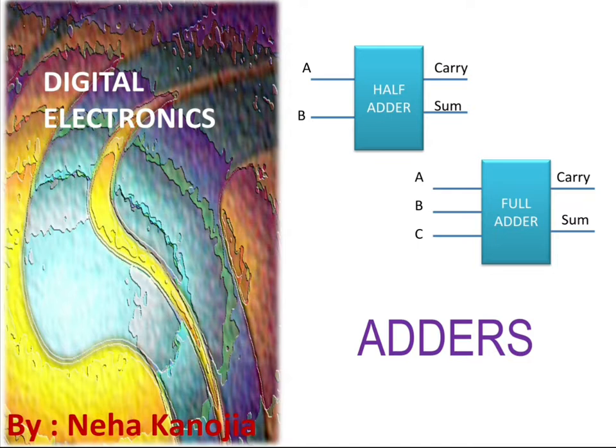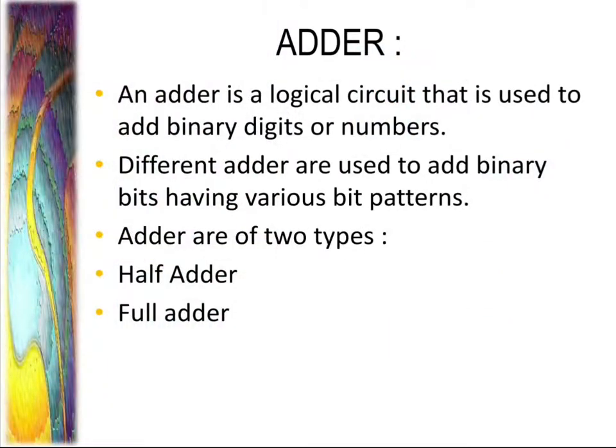Now I want to tell you how it is happening so that you can understand the half adder, the full adder, and the procedure. In this video I'm going to consider the block diagrams, the logic circuit, and the truth table, and I'm moving further with the description of adder. An adder is a logic circuit that is used to add binary digits, or numbers that the bits contain.